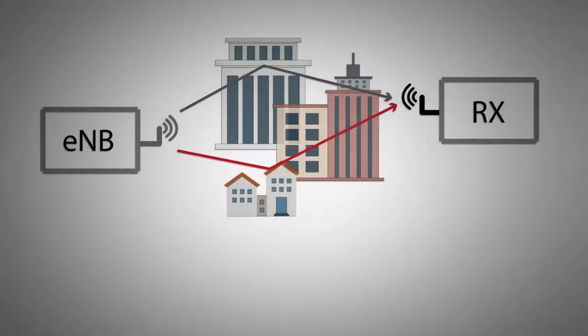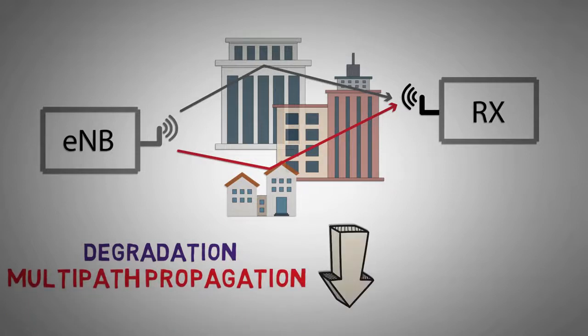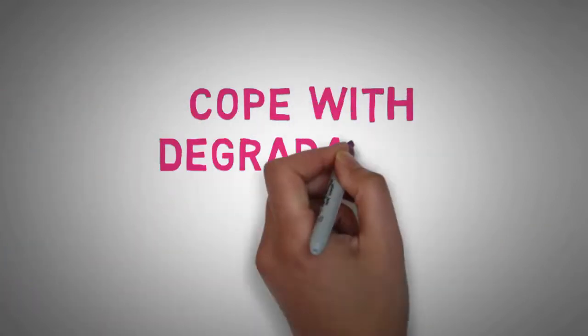Very often radio signals reaching the receiver face degradation due to multipath propagation, which reduces link capacity and link reliability. So, how do we cope with this degradation?